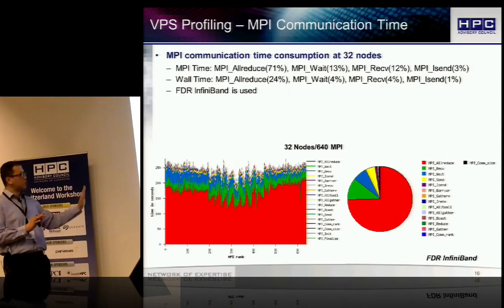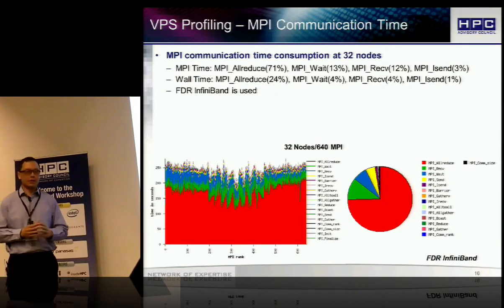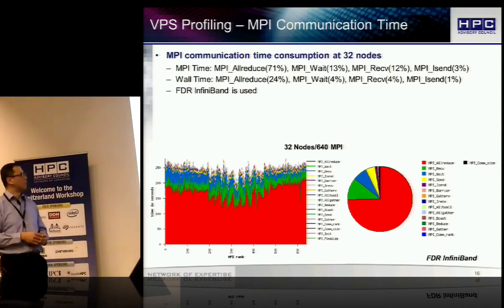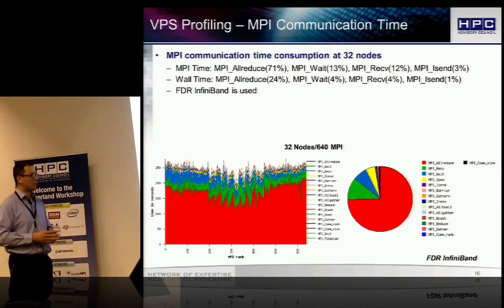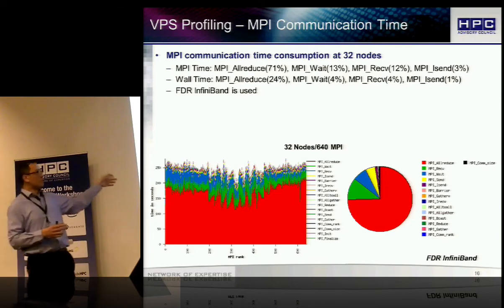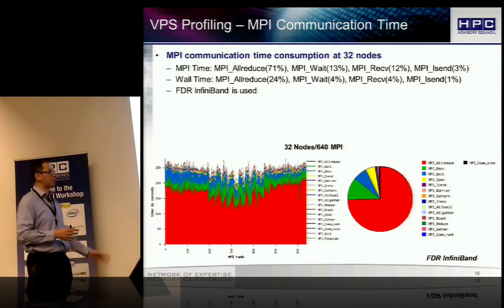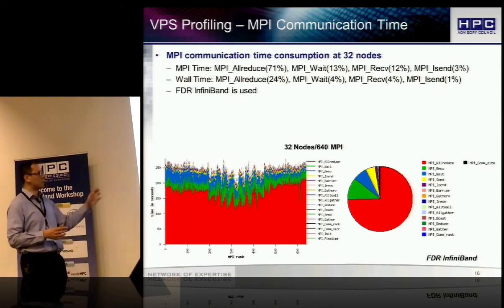So this shows you the communication time in MPI. Where is it spent for this particular application? The majority of the time for VPS or Pam Crash actually occurs in all reduce. You'll see in this graph that a majority of the time is spent on the red color, which is all reduce.